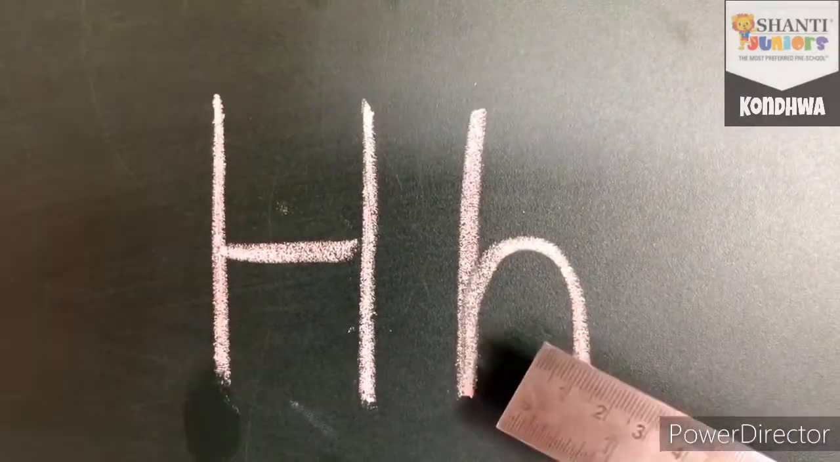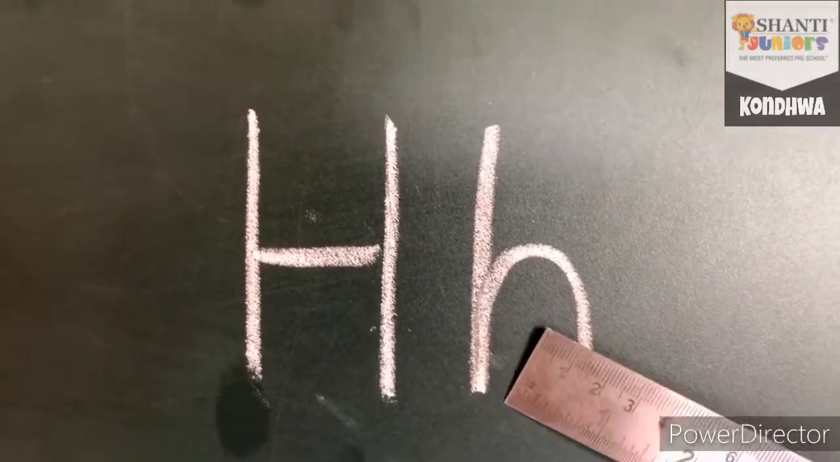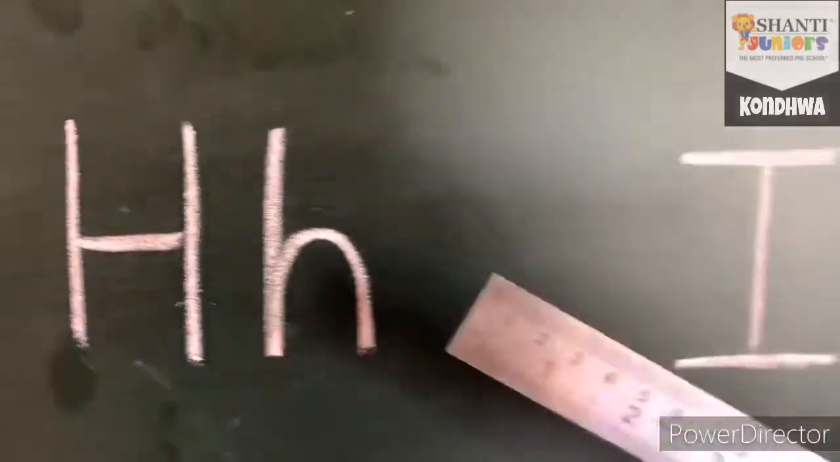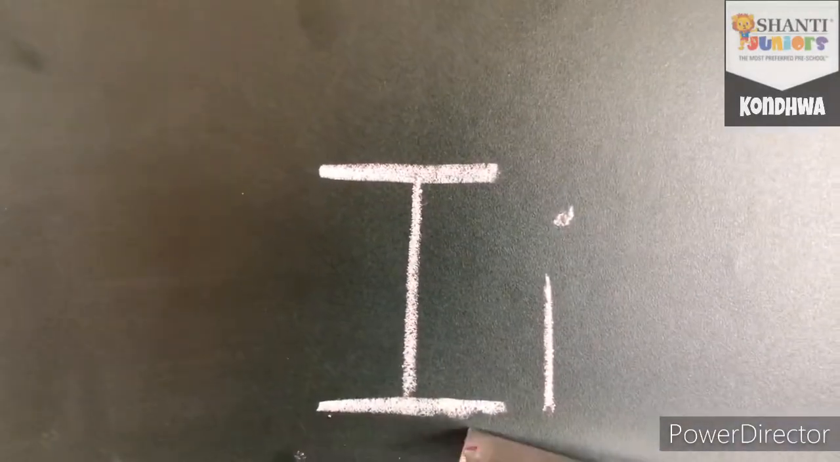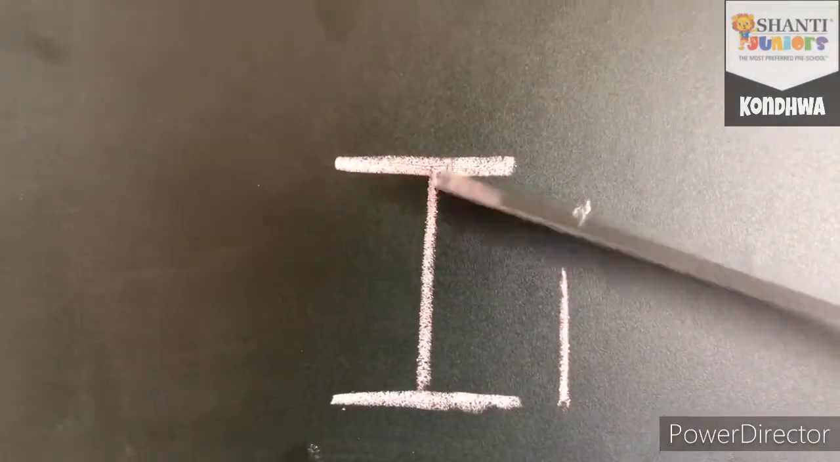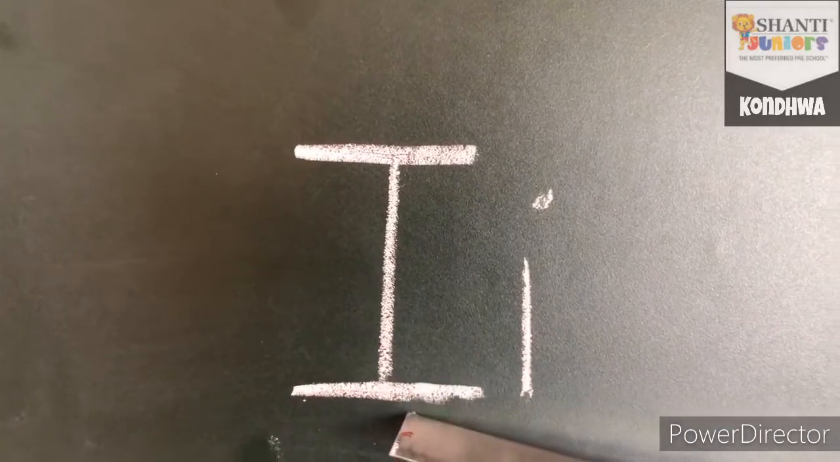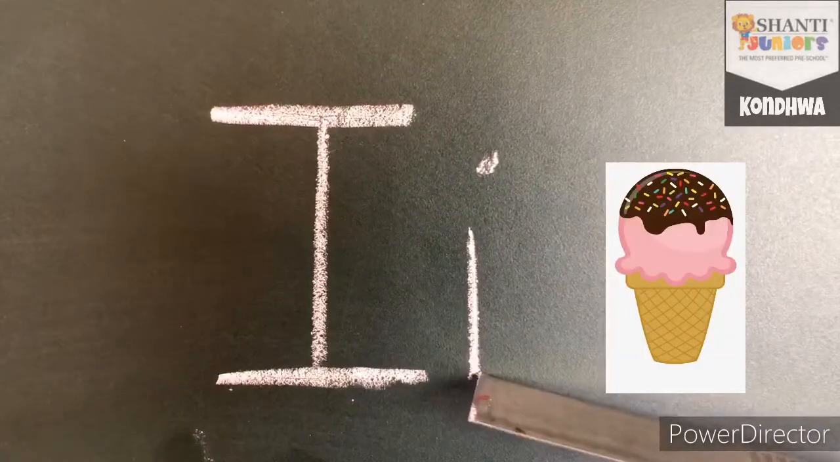H for house. H for hat. Now we'll come to the next. This is I. See how you can see this? This is capital I and this is small i.